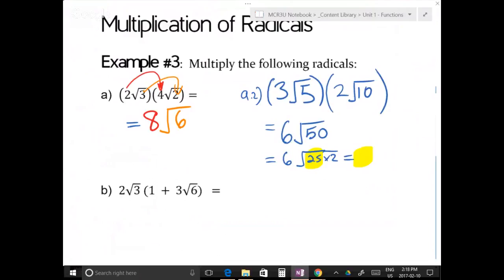All right, what's the square root of 25? And what's 5 times 6? 30. Yeah, 30. So we would end up with 30 root 2. Does that make sense? No? Just kidding. That's not helpful, that kind of kidding. It's counterproductive kidding. So you know, if you're wondering.